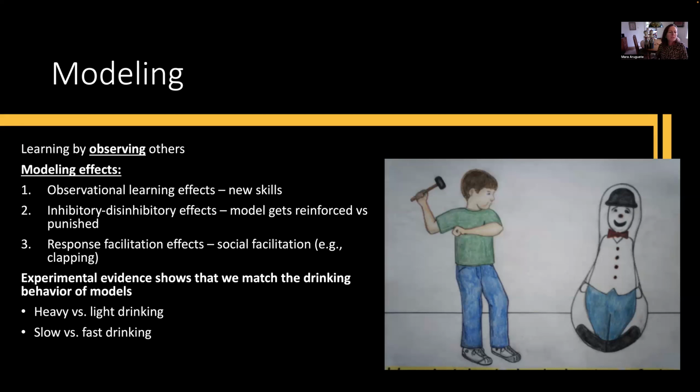There's also an inhibitory and disinhibitory effect, and that has to do with whether the model gets rewarded or punished, reinforced or punished. So my mother generally would relax as soon as she would have her one drink of the night, and she would become conversational and things like that. So I could see that would relieve her stress, right? And so that would have a disinhibitory effect on me, meaning that I would be more likely to use alcohol because I see that it was good for her. It had a relaxing outcome for her.